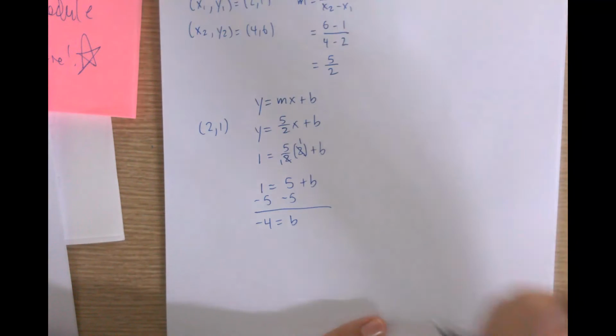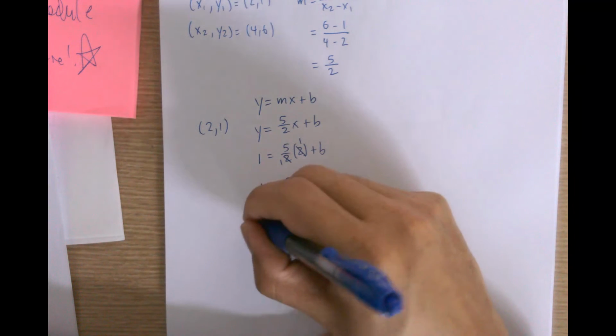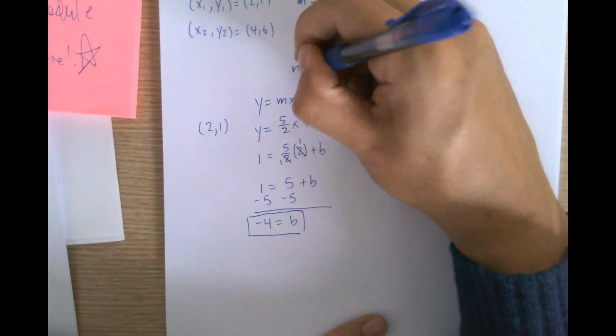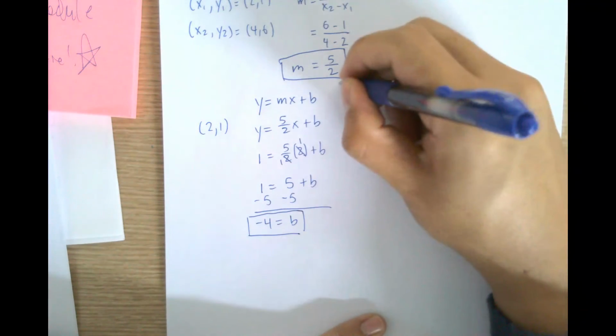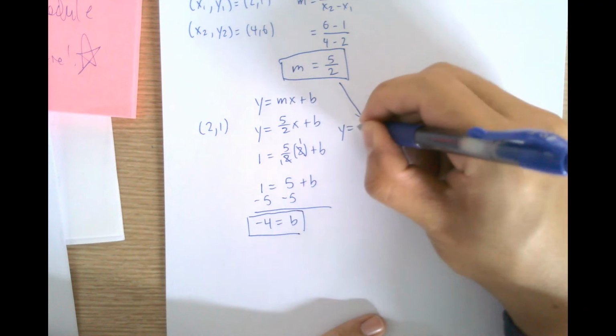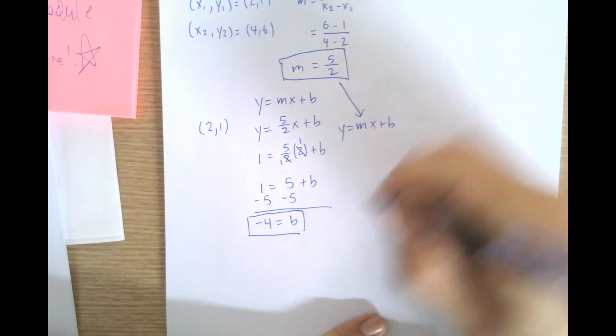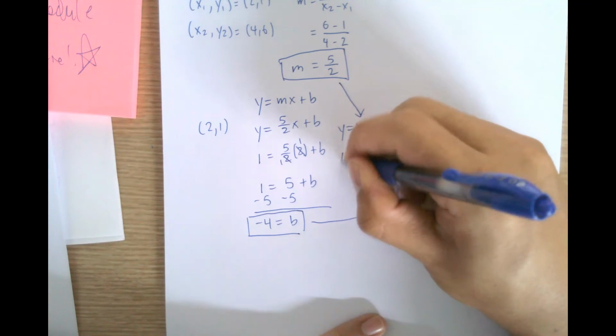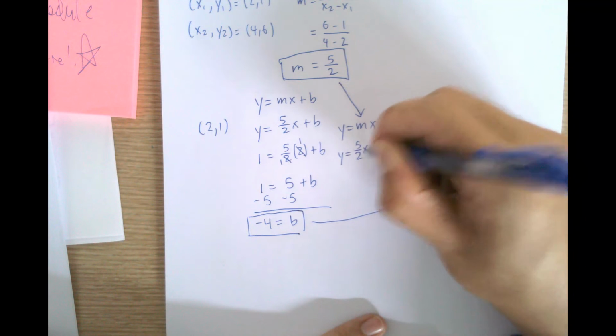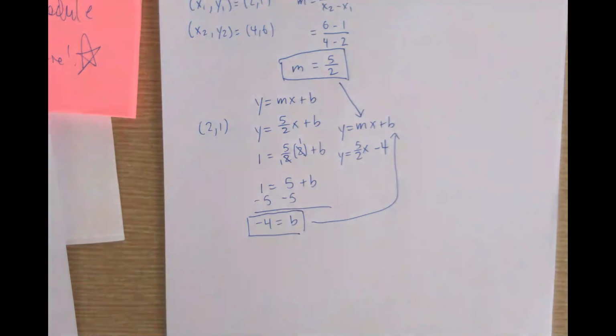So now I can plug my b into my original equation. I've already found my m, which is my slope. So I can plug these into y equals mx plus b, and then y equals 5 divided by 2x minus 4. Okay, so what I did is I first found my slope. After finding my slope, I plugged one of the coordinates into the slope-intercept form, including my slope, and then I found the value of b.